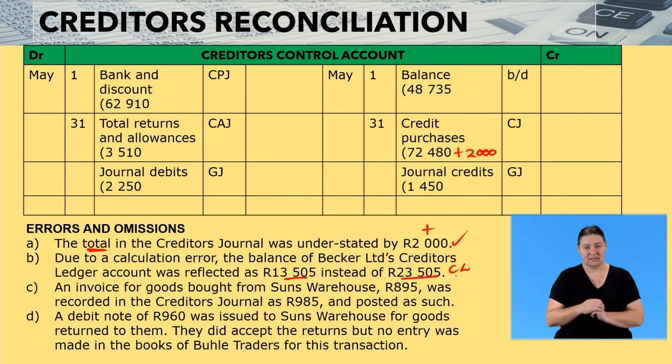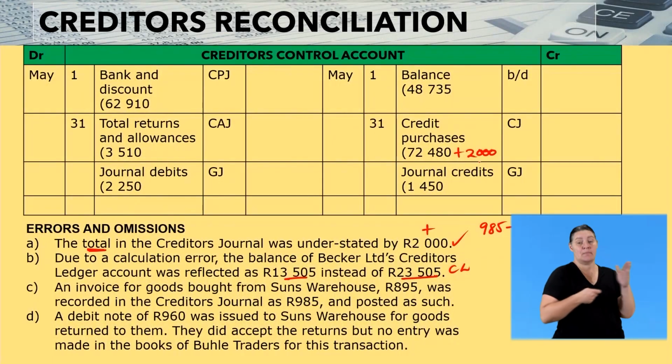C, an invoice for goods bought from Sons Warehouse, 895, was recorded in the creditors journal as 985 and posted as such. So if an invoice was recorded incorrectly, it says 895 was recorded as 985. So if I say 985 minus 895, the difference is 90. What it means is that the invoice amount has been overstated. We have recorded more. Therefore, we need to correct that.